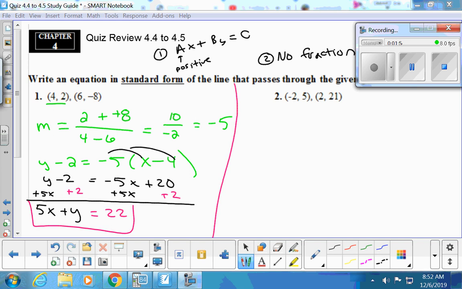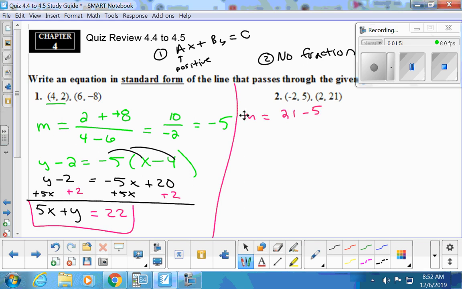Number 2, let's start with our slope. Y minus y over x minus x. So, this isn't going to be bad. Isn't it going to be a 16 on top and a 4 on bottom? So it's a 4. We're not even at fraction. Hooray, we're not even going to have a fraction.